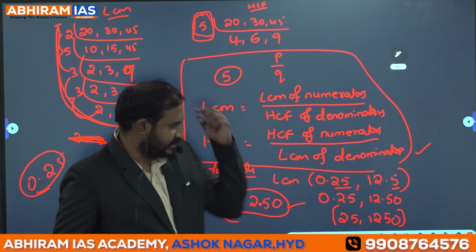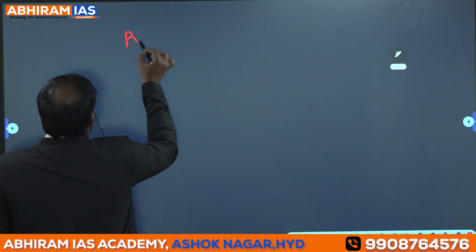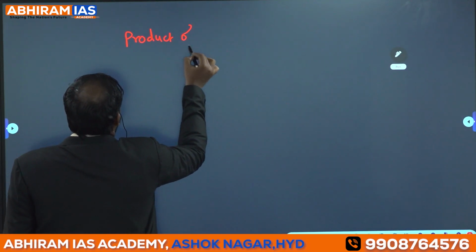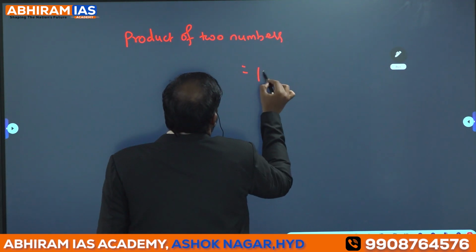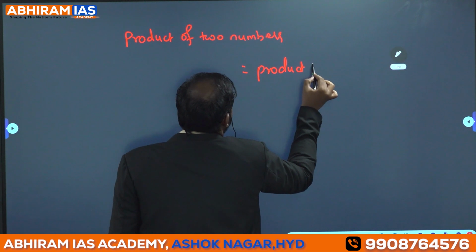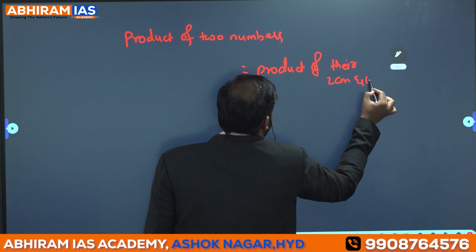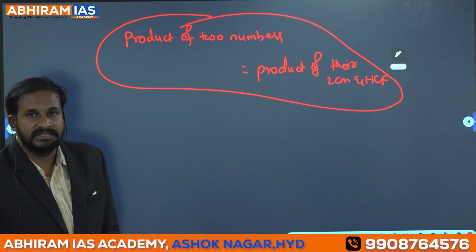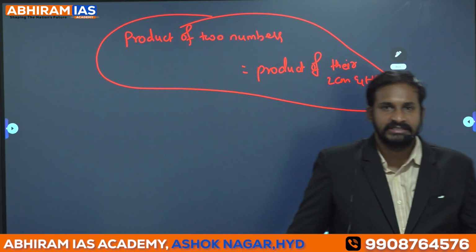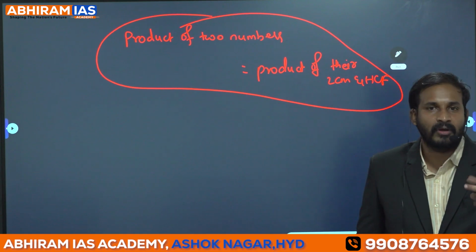Next, in the same concept of LCM and HCF, we have one important formula. We have only one formula. What is it? Product of two numbers is equal to product of their LCM and HCF. This is one more formula which we are going to use. See, in this entire concept, actually speaking, we have very few formulas, but the processes are there.